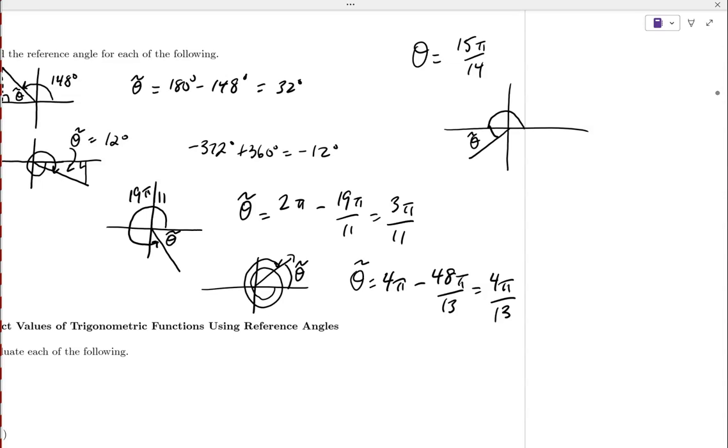What would we need to do to figure out that theta in this case? Subtract pi from it, right? We just need to cut off that halfway around piece, don't we? Agreed? Okay. So in this case, your theta tilde, your reference angle would be pi over 14. So when you're doing these reference angles, you're probably going to be dealing with either pi or 2 pi or 180 or 360 to be able to figure out where you need to end up. Does that make sense?